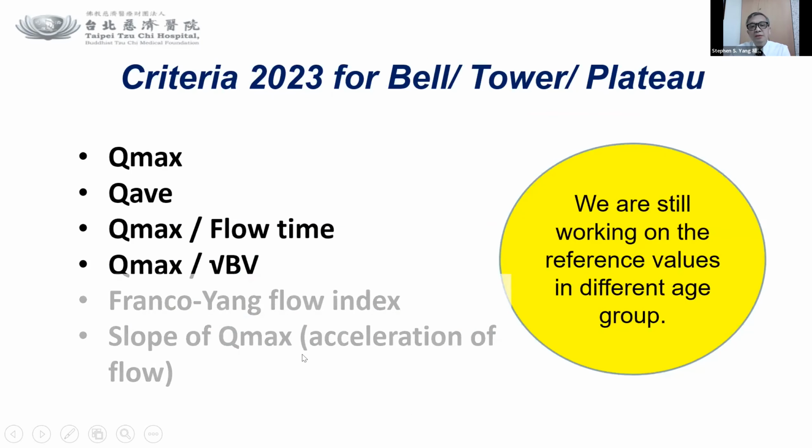However, we have trouble using only Qmax. When we look at the literature, there are actually 6 parameters that have been recommended to classify bell, tower, or plateau: Qmax, Q average, Qmax divided by flow time, Qmax divided by square root of voided volume, and also the Franco-Young flow index. Slope of Qmax is the acceleration of flow. We believe that the first 4 parameters could be most important.